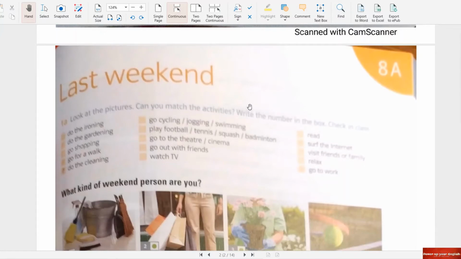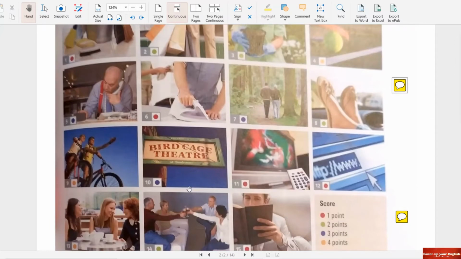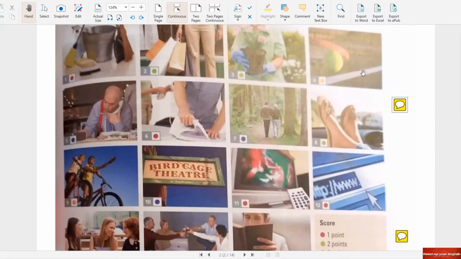So let's have a look at the activities that you did last weekend. Here you have a lot of photos with a lot of activities. First, let's start with a personality test. So can you see here all of your pictures also have a color.